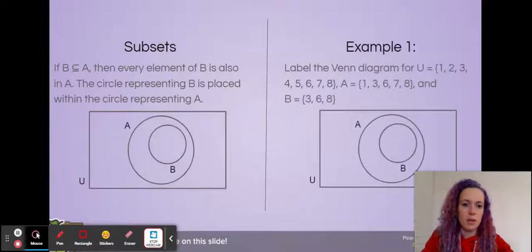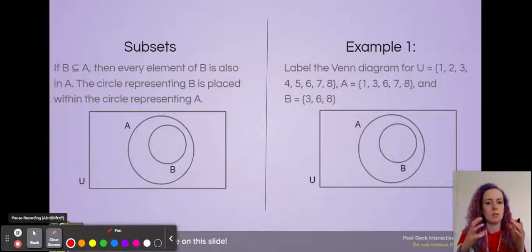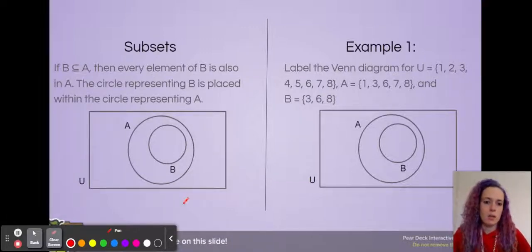We're labeling the Venn diagram for the universal set, which is the integers from 1 through 8. A are the integers 1, 3, 6, 7, and 8. B is the set 3, 6, and 8. So when I do these, especially with subsets, I start with the smallest set. So I'm going to start with B in this case, and B contains 3, 6, and 8.